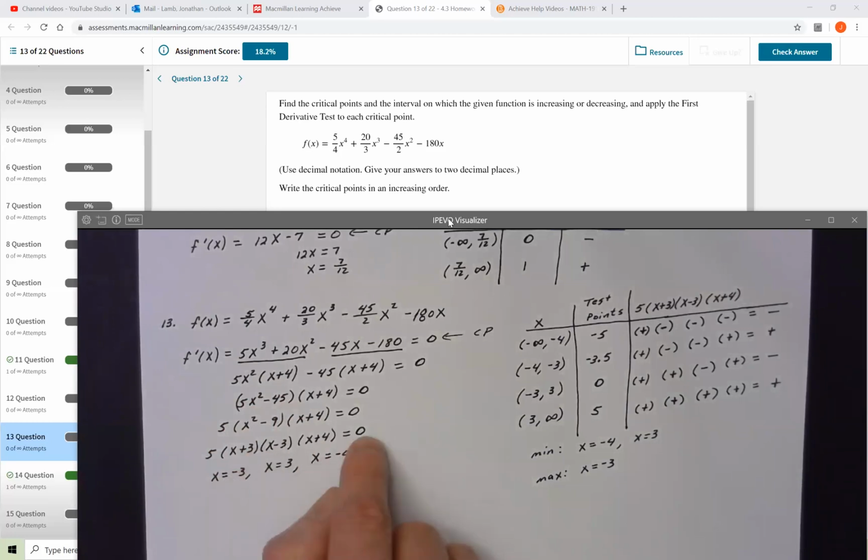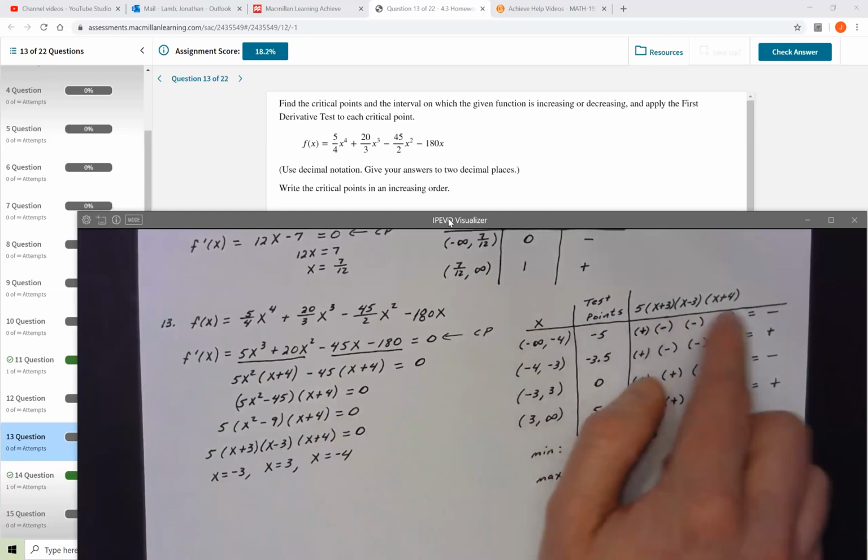You set each factor equal to 0. Clearly, the first factor can equal 0, but all the others can. So x plus 3 is equal to 0 when x is negative 3, x minus 3 is equal to 0 when x is 3, and x plus 4 is equal to 0 at x equals negative 4. These are my three critical points.